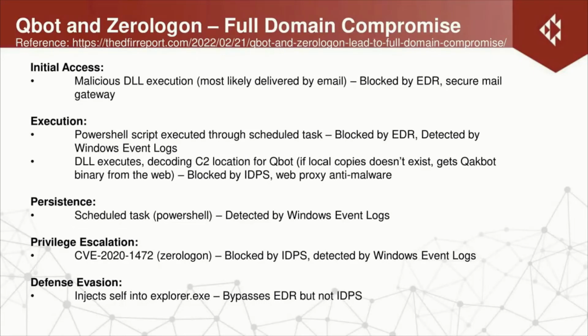Now for persistence, they've used that scheduled task, the same as above, again detected by Windows event logs. Privilege escalation in this particular attack was using a Zerologon vulnerability from 2020. This was very common at that point in time, but it's still used by a number of malware authors and ransomware gangs to gain access to domain administrator accounts on AD systems and so forth. We have a number of detections in place, or signatures, to detect this particular attack, which I'll go through later. These can be used to actually block that. So it's blocked by IDPS, and again detected by Windows event logs, but again, this creates a lot of noise.